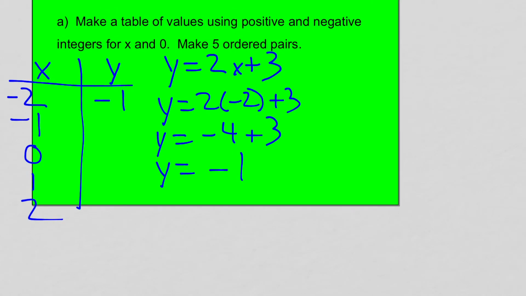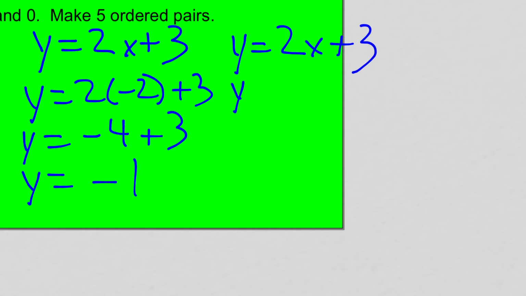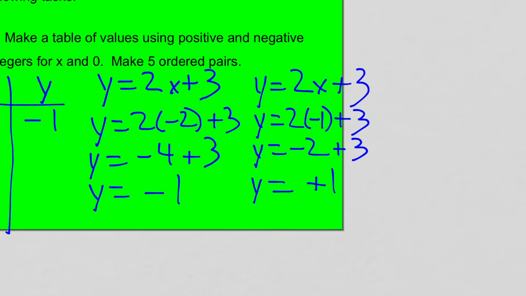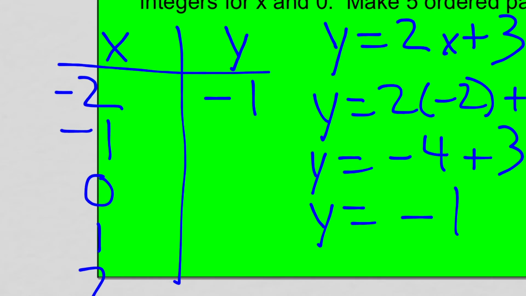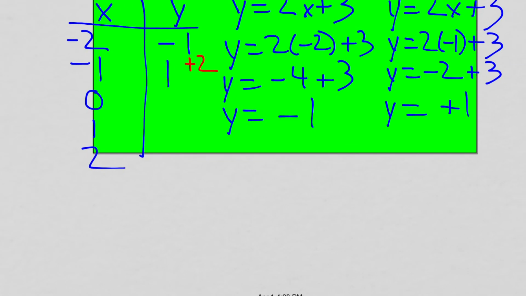We'll do this again. y equals 2x plus 3. This time, we'll replace x with negative 1. So y equals 2 times negative 1 plus 3. y equals negative 2 plus 3, and y equals positive 1. So when x is negative 1, y is positive 1. You can see that the pattern increased by 2 there. Let's see if that continues.